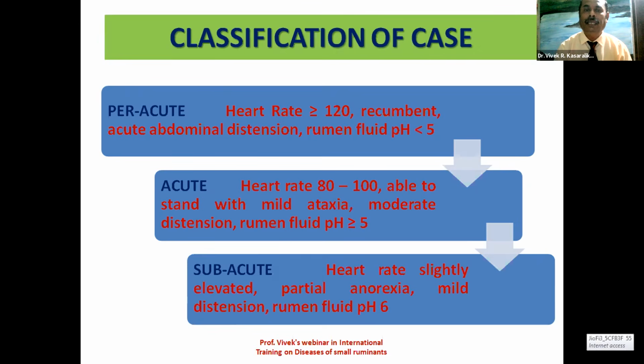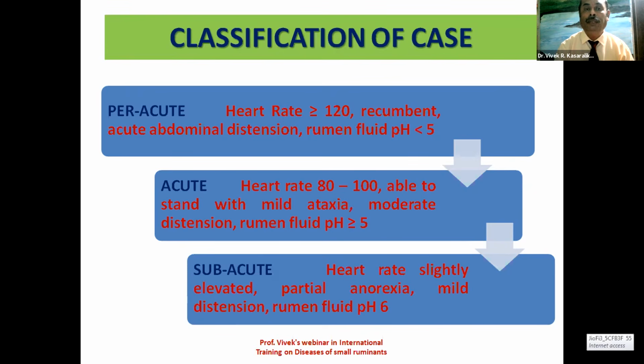So it says that in the acute stage of rumen lactic acidosis, distension will be moderate, and rumen fluid pH will be between 5 and 6.5. I cannot say 6.5, but 5 to 6. Between 5 and 6, the rumen fluid pH is there. So here you can call it a case suffering from acute ruminal acidosis, and here you can buy some time. You have time to save the life of the animal.